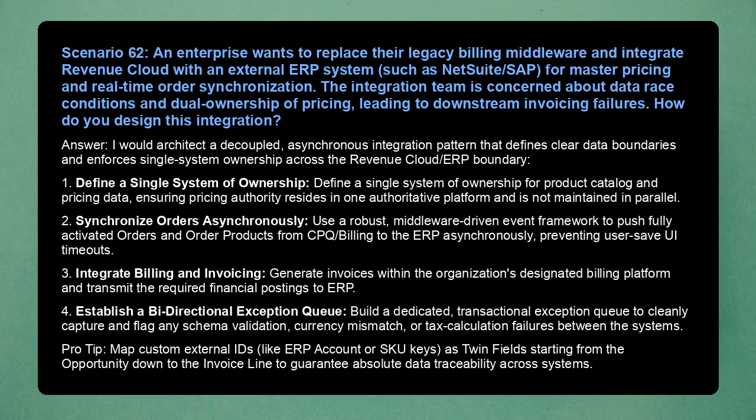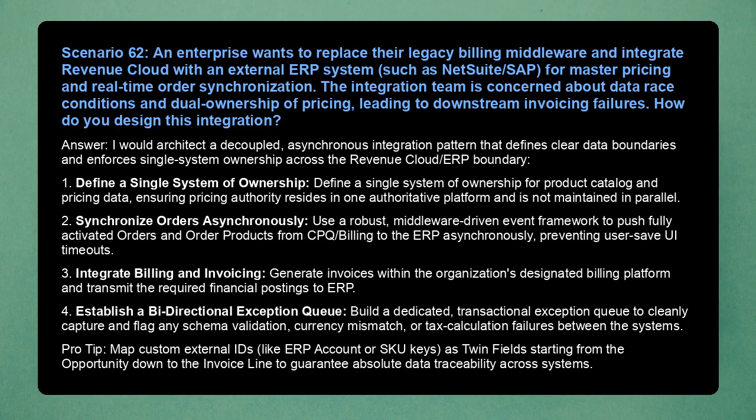2. Synchronize orders asynchronously. Use a robust, middleware-driven event framework to push fully activated orders and order products from CPQ and billing to the ERP asynchronously, preventing user-save UI timeouts. 3. Integrate billing and invoicing. Generate invoices within the organization's designated billing platform and transmit the required financial postings to ERP.